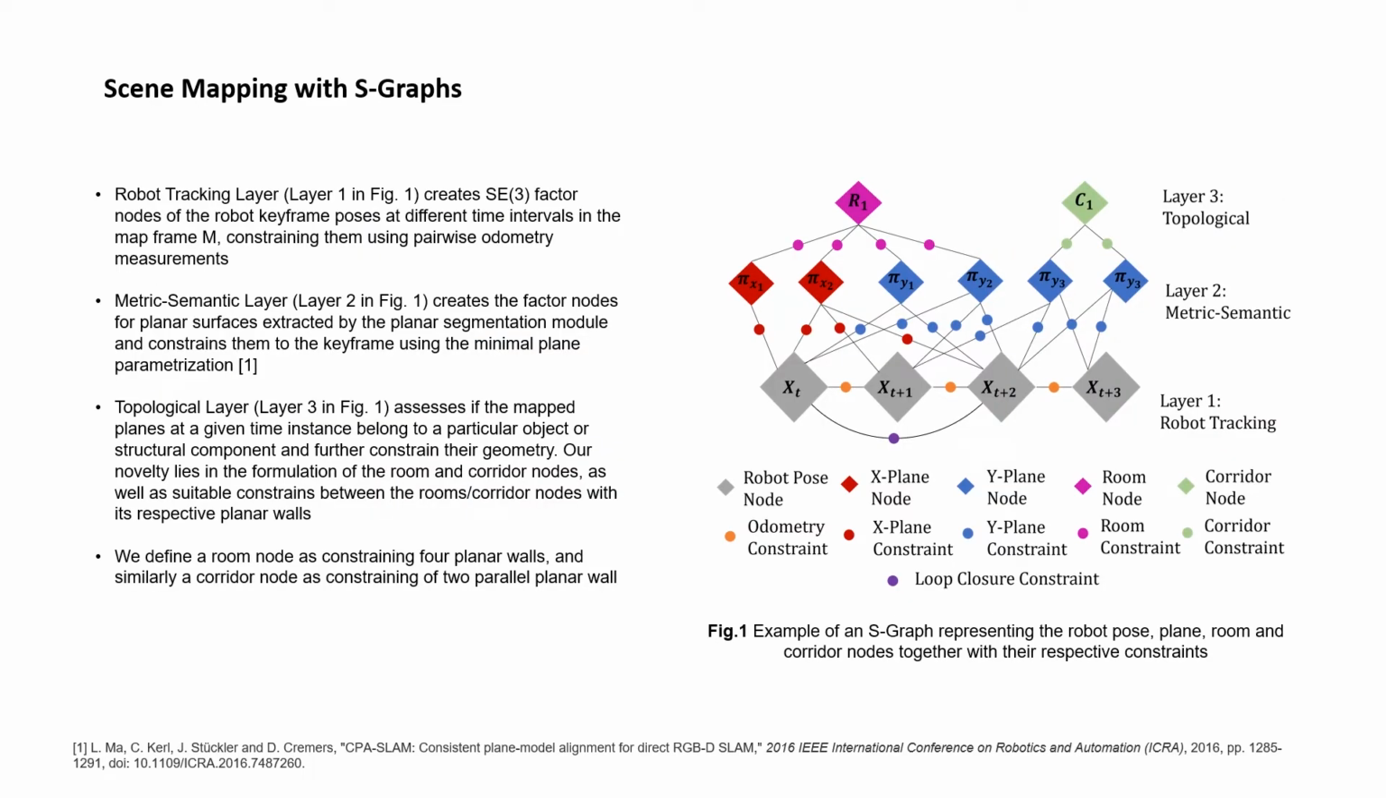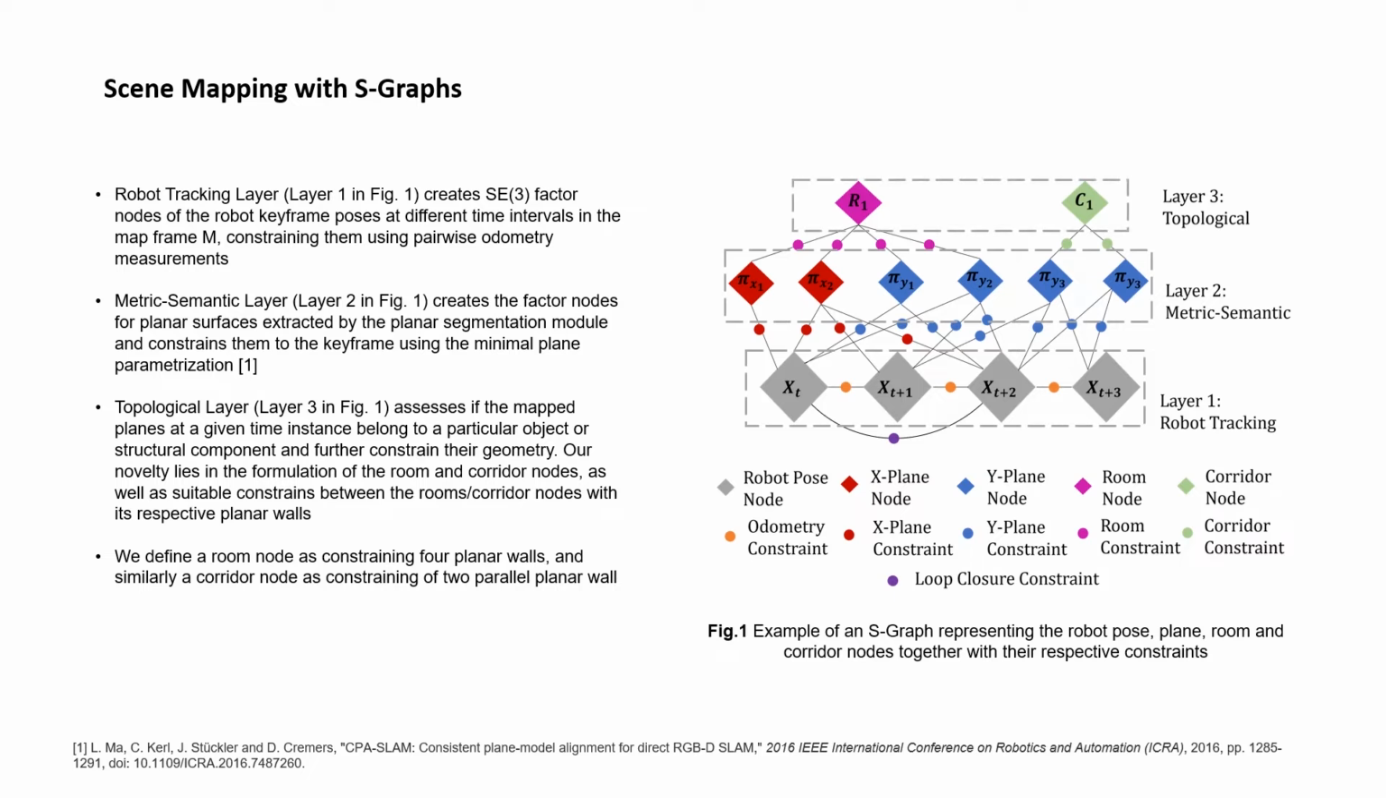S-graphs can be visualized in detail in the following figure. The robot tracking layer creates SE3 factor nodes of robot keyframe poses at different time intervals in the map frame and constrains them using pairwise odometry measurements. The metric semantic layer creates factored nodes for planar surfaces extracted by the planar segmentation module and constrains them to the keyframes using minimal plane parameterization.